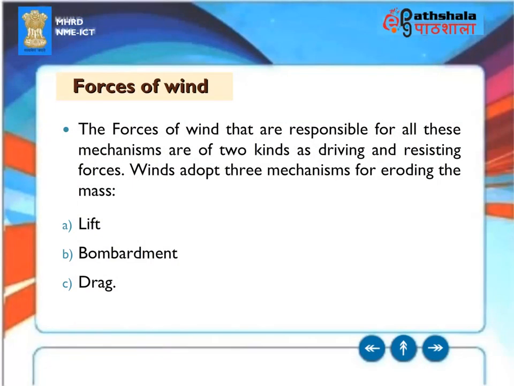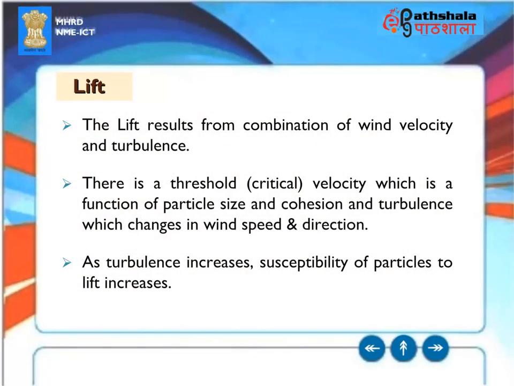Forces of wind. The forces of wind that are responsible for all these mechanisms are of two kinds, driving and resisting forces. Winds adopt three mechanisms for eroding the mass: lift, bombardment, and drag. Lift. The lift results from a combination of wind velocity and turbulence. There is a threshold or critical velocity, which is a function of particle size and cohesion, and turbulence, which changes in wind speed and direction. As turbulence increases, susceptibility of particles to lift increases.